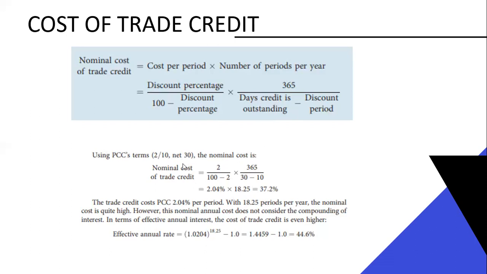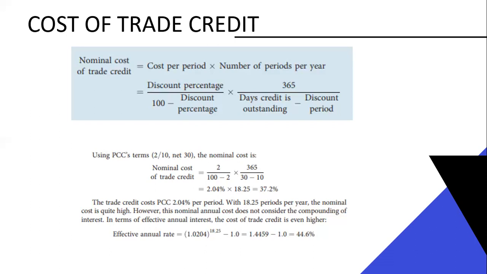So we know that credit is being given for up to 30 days, minus 10, which is the discount period, right? And this is right over here, 10. And so when plugged into this specific trade credit term, that gives you 37.2%, which is the nominal cost of trade credit.